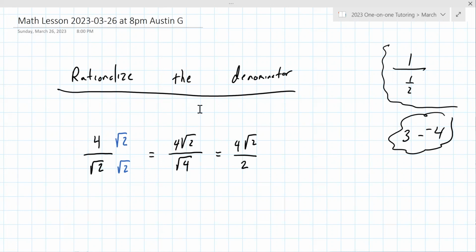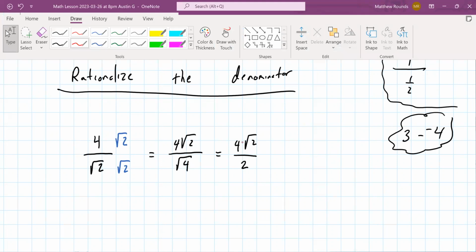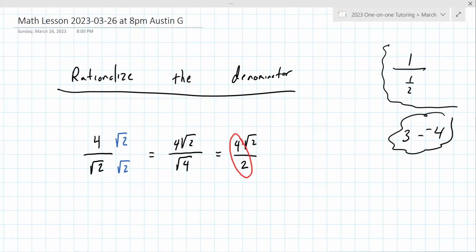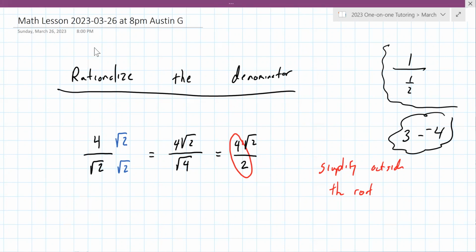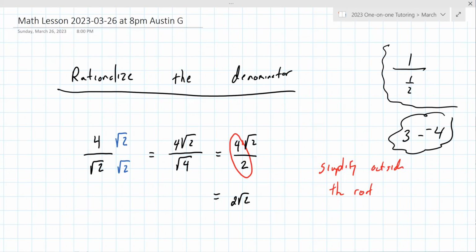Now, in many of these problems that we are going to do today, you can simplify here. Now, you can only simplify outside the root. You cannot combine inside the root. And you may wonder, well, why is it over it? I can dissect that a little more for you, but you can sometimes do this division here. So in this case, 4 divided by 2 is 2. Your final answer is 2 square root 2.